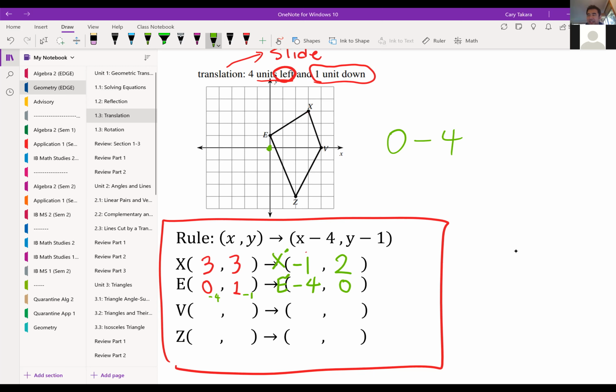Okay, let's do V. So please hang on to your answer so that other people can figure it out on their own. I'm going to give you 1 minute, okay? I want you to figure out the coordinate for V, and then I want you to figure out the coordinate for V prime, okay? If you're done with the V, you can work on Z as well.